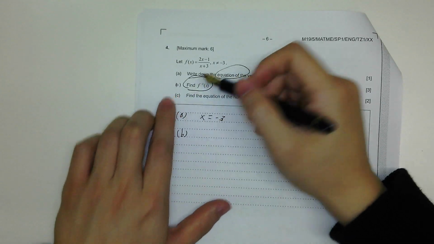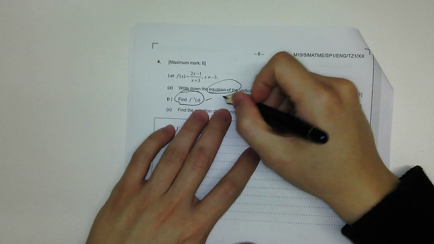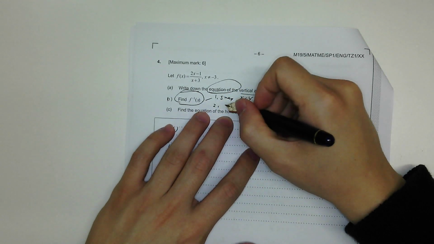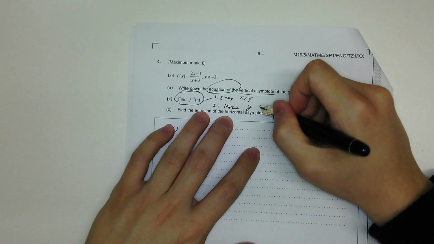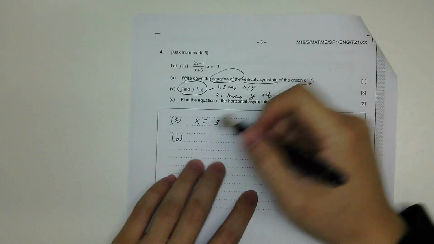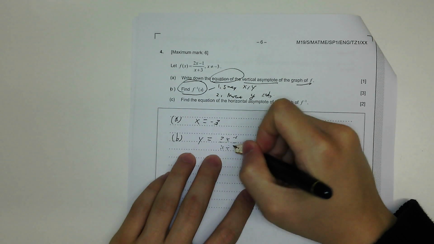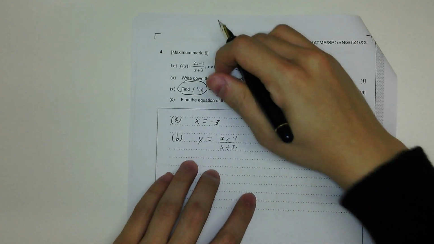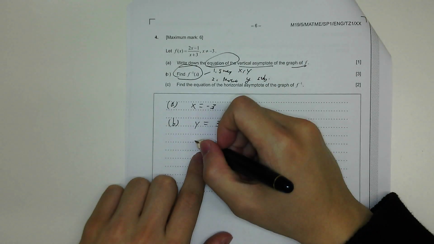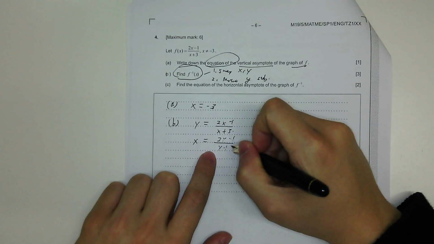Find the inverse of f(x). So finding the inverse, we have two steps. The first step, swap x and y. And the second step is to make y the subject. So y equals 2x minus 1 divided by x plus 3. I'll just copy the same function. In the first step, swap the x and y. So x equals 2y minus 1 over y plus 3.